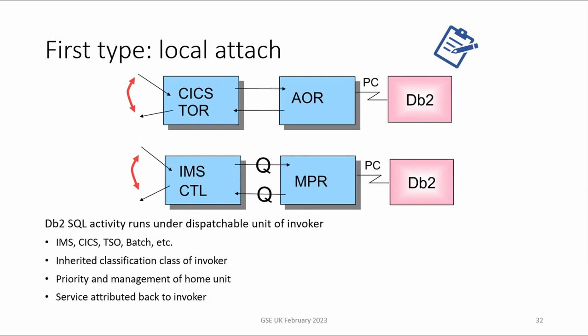And then, of course, from WLM's point of view, the work that gets done in Db2 gets sent back to the invokers. So CICS activity in Db2, yes, we can report on it in accounting reports, but it will show up in the CICS measurements for WLM.